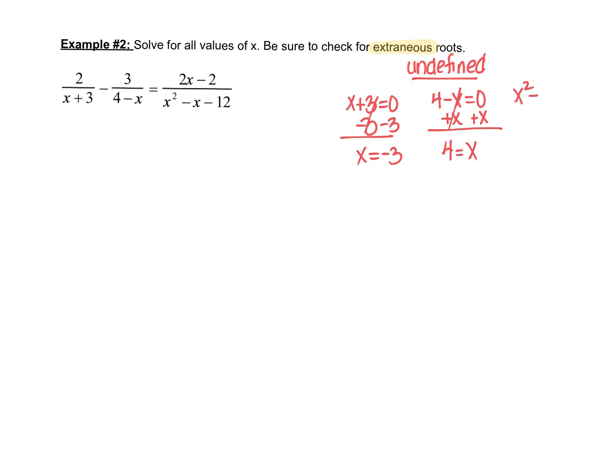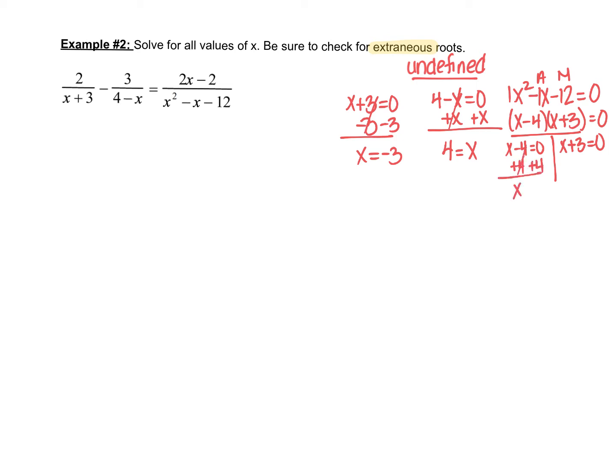And then I have x squared minus x minus 12 equals 0. So I know I can solve that by factoring because my leading coefficient is 1. So what multiplies to negative 12 that adds to 1? Those will be negative 4 and positive 3. And I can do a t-chart again. So x minus 4 equals 0 and x plus 3 equals 0. I can add 4 to both sides, so x is equal to 4. I can subtract 3 on both sides, so x is equal to negative 3.